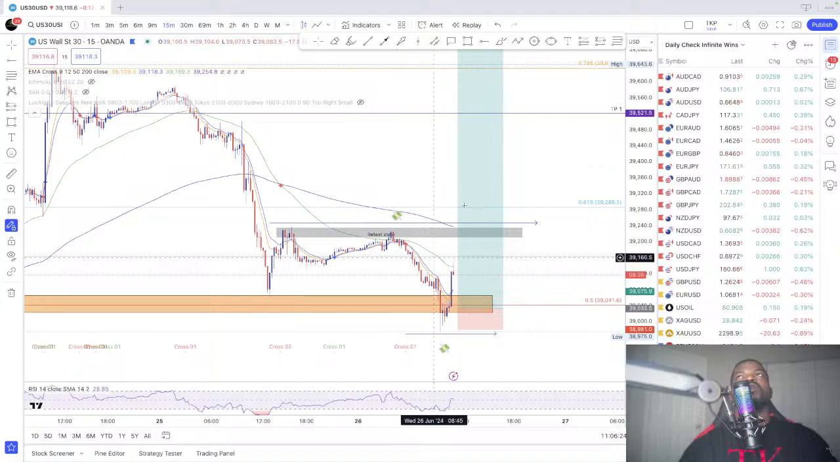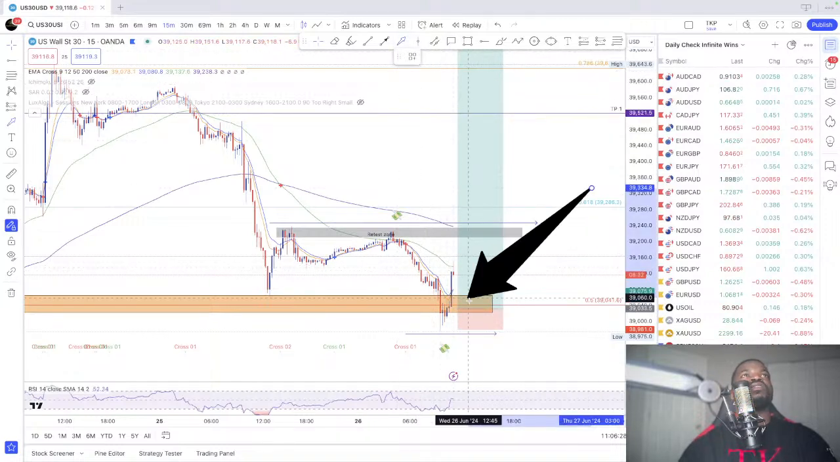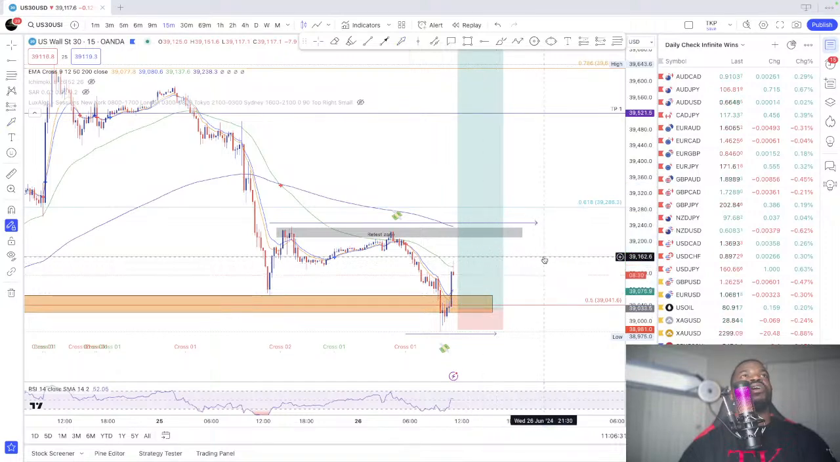So we got a double bottom down here, TP. We want to see price pull back and let y'all in on a buy.